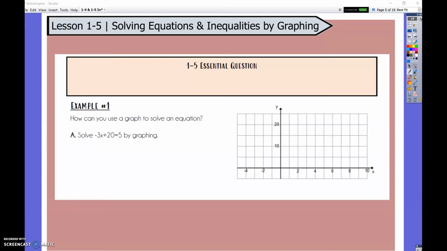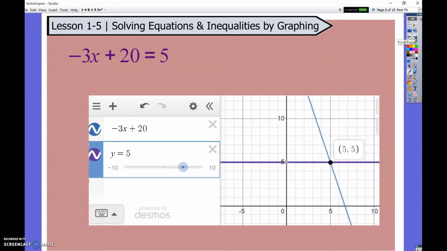How can you use a graph to solve an equation? They say to solve this by graphing. I'm going to flip to the next page. We could graph it by hand, and I encourage you to think about this: it would be a line, negative 3x plus 20, and another flat line, 5. Graph both of those and figure out where they're equal. What x value will they be meeting at?